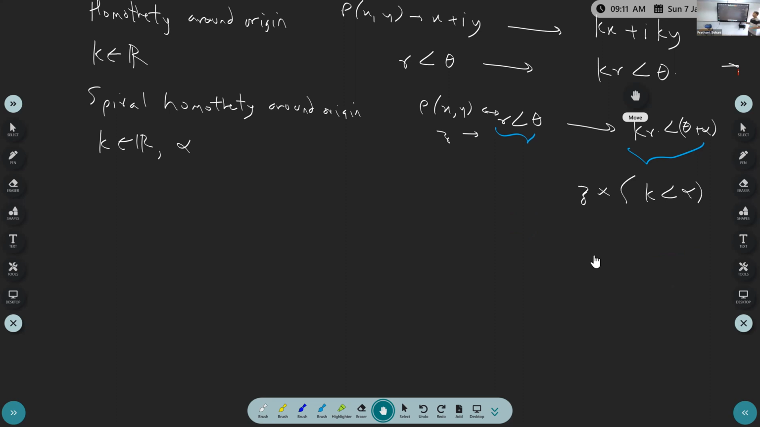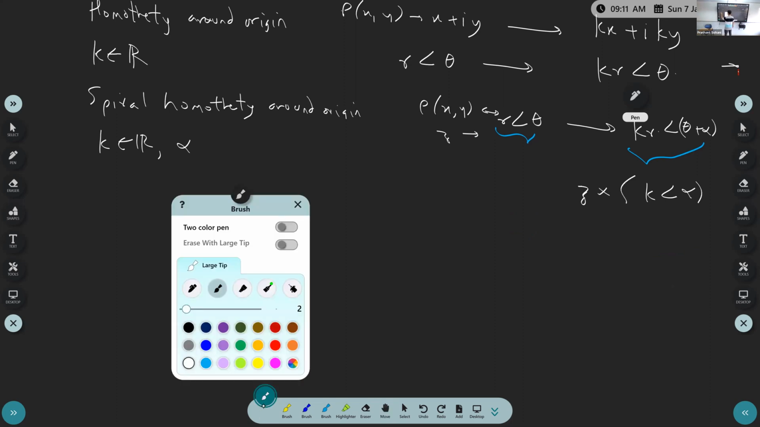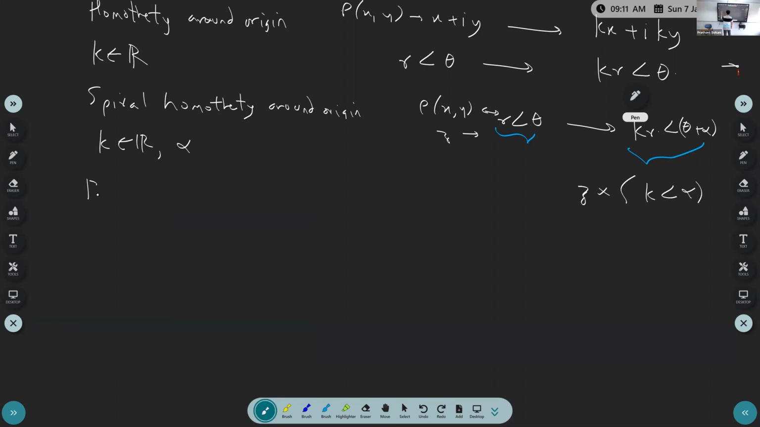one way to all of this, like rotation, homothety, spiral homothety, for all three of them, like rotation, homothety.